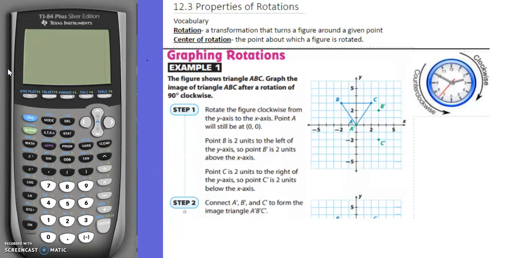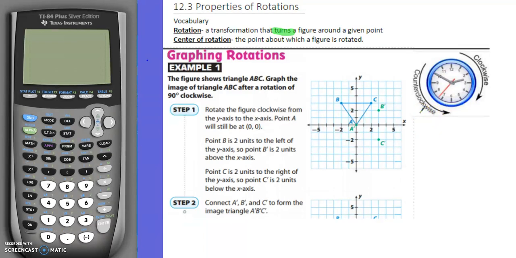12.3 Properties of Rotation. Rotation is a transformation that turns a figure around a given point. Center of rotation, the point about which the figure is rotated. And then remember, if we're going clockwise, we're going to the right. And if we're going counterclockwise, we're going to the left. So let's take a look at example 1.